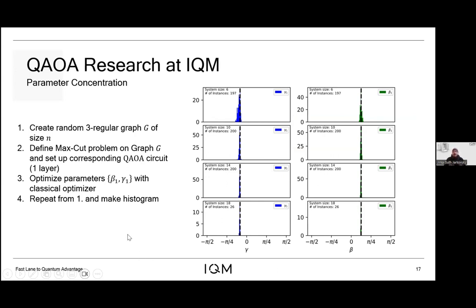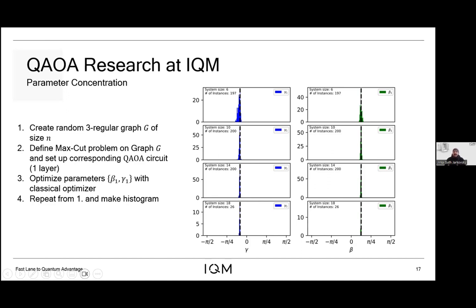Now, this is of course dependent a bit on the Hamiltonian, on the problem structure. So these particular results are for the max cut problem on three regular graphs. So these would be graphs where each vertex is connected to exactly three other vertices. But yeah, we noticed that there's this parameter concentration.